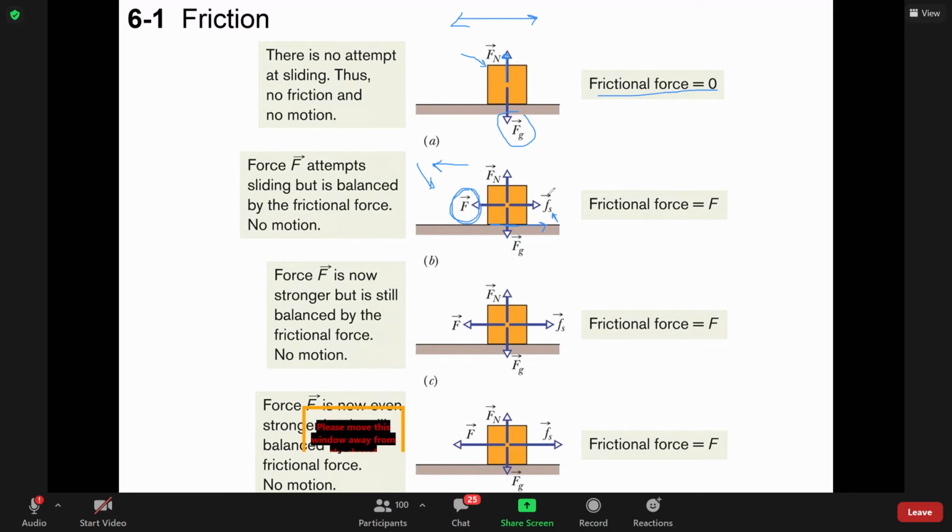By the way, the question is, how much is this static frictional force? It depends on the force you're applying. If you apply 1 Newton, the friction will apply exactly 1 Newton, static frictional force. If you apply 5 Newton, the static frictional force will apply 5 Newton, so that to keep the object in a standstill situation, in a stationary situation.